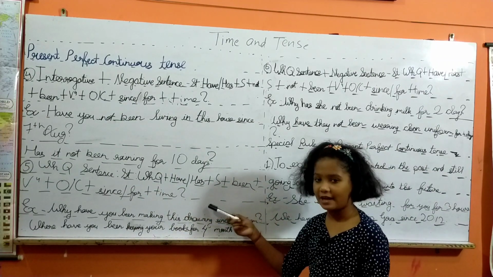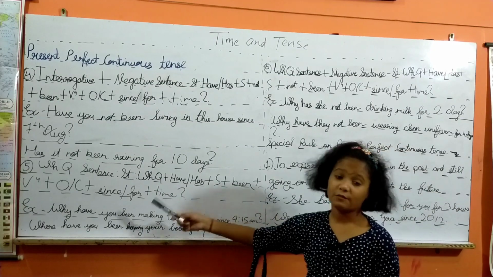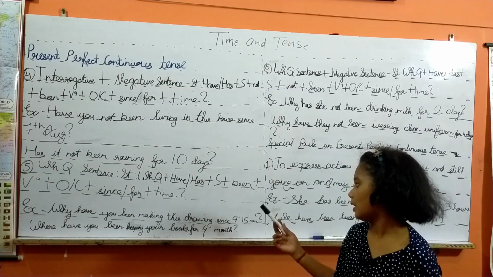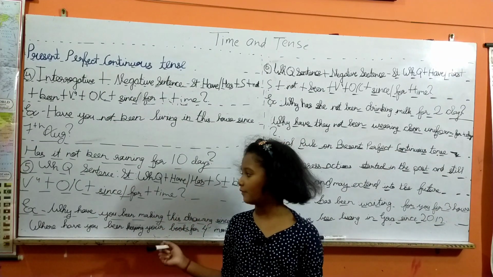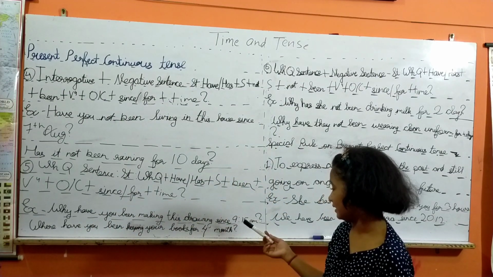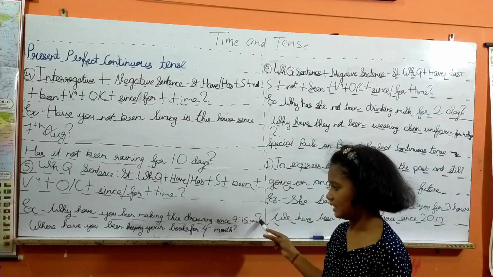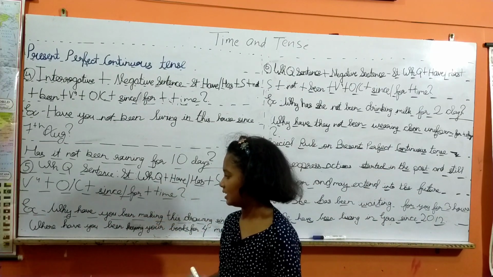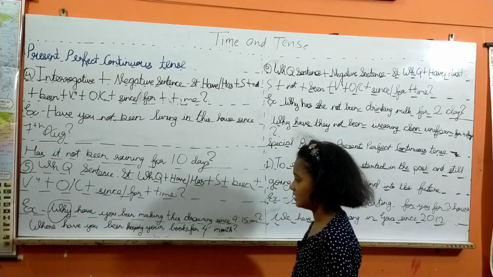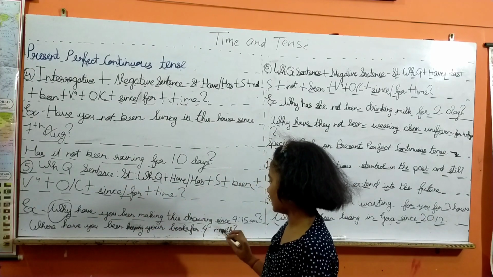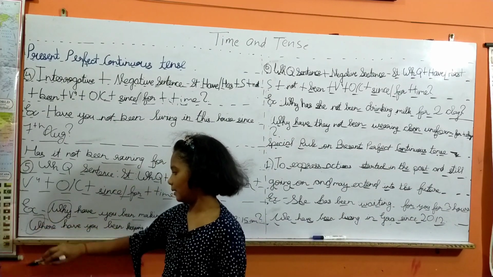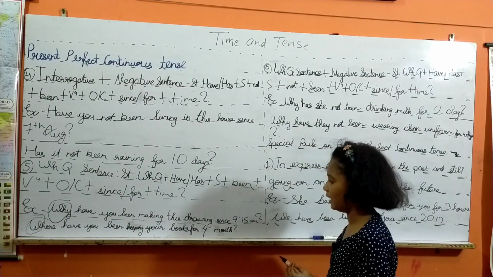WH question plus have/has plus subject plus been plus V4 plus object, oblique, complement plus for/since plus time. And last we will put the question mark. Then example, why have you been making this drawing since 9:15 a.m.? There it is asking a question, starting from WH, and it will be a WH question word. And where have you been keeping your books for 4 months? Then again it is starting from WH, so it is also a WH question word.